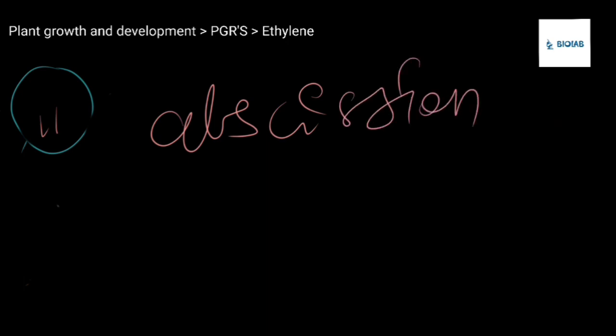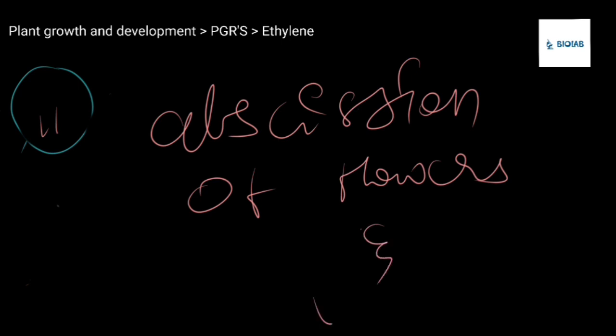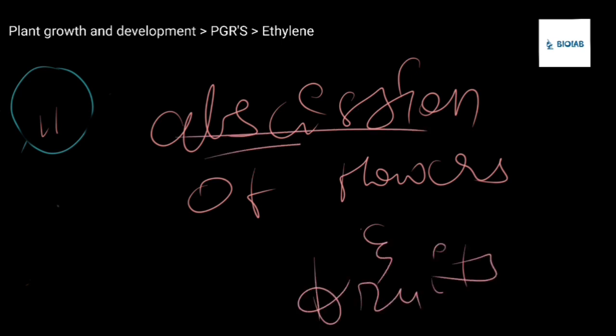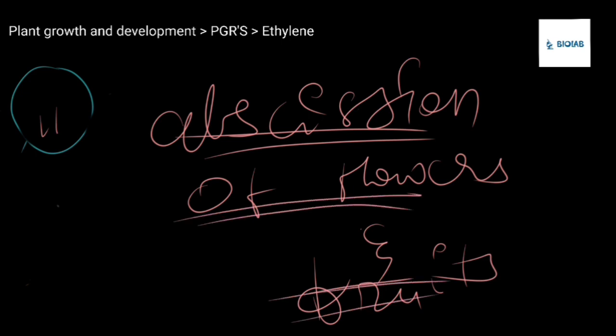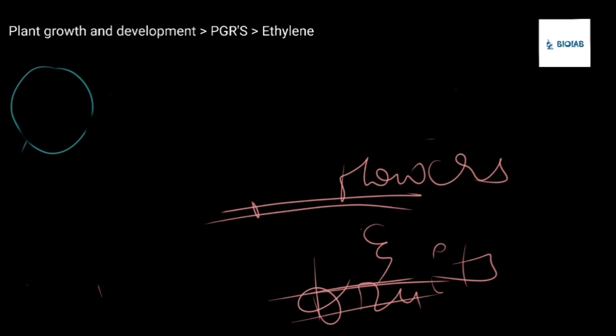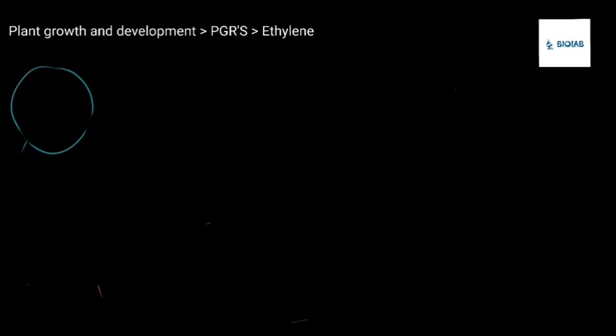Abscission of flowers and fruits. It accelerates the abscission, so that is why it is a plant growth inhibition function. Now the last physiological effect of ethylene on plants. Let's see it.